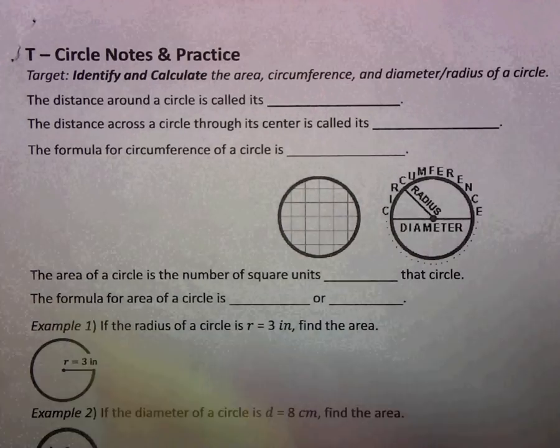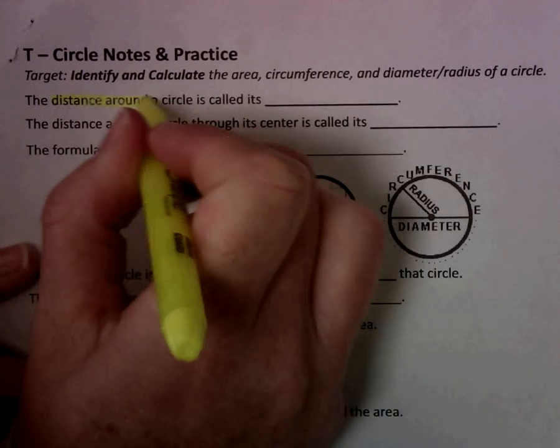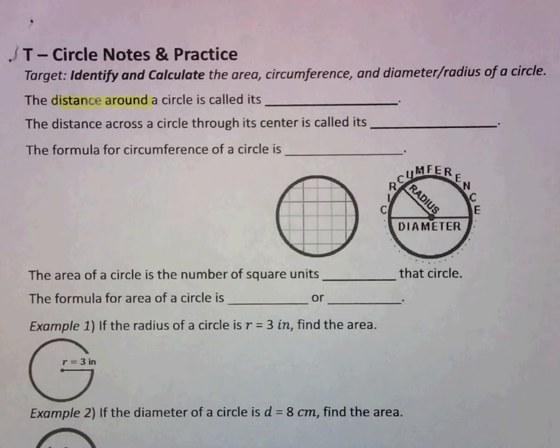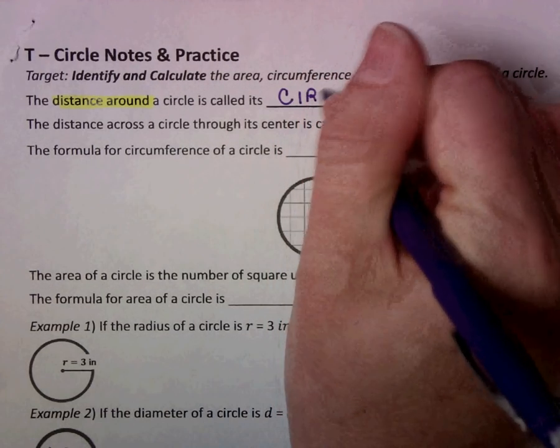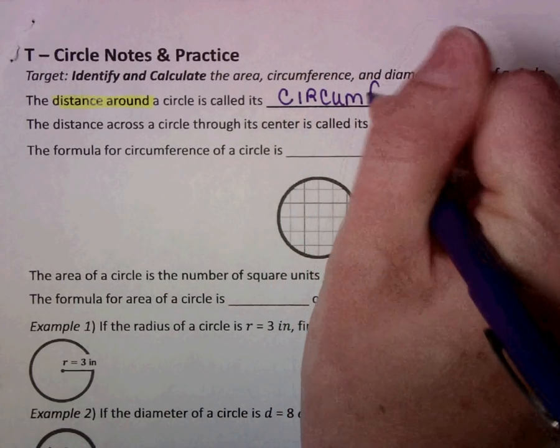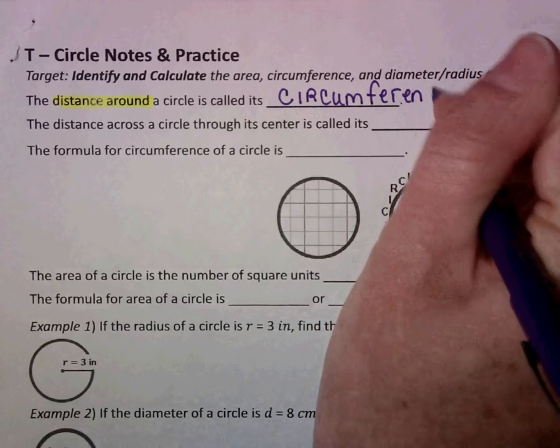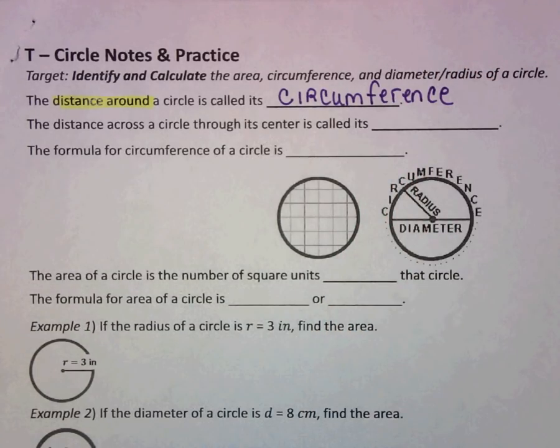So, if we have the distance around a circle, we've talked about the distance around an object is perimeter, but a circle has a special name. Remember, the distance around a circle is called the circumference.